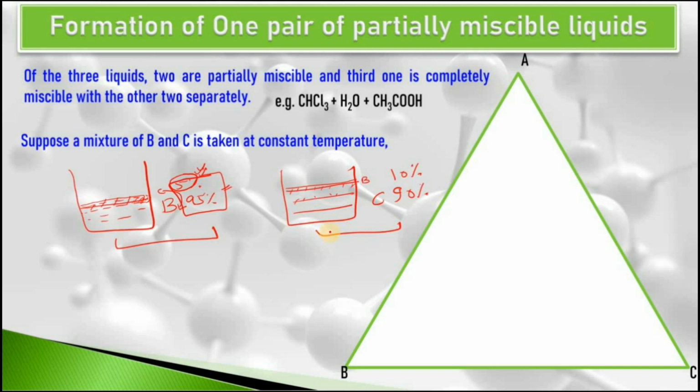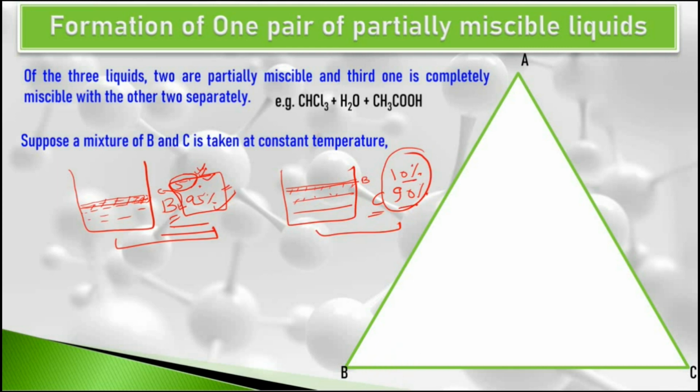Conjugate solution means B and C are partially miscible liquids. But when one is taken in a very small amount and the other in a large quantity, the smaller one gets dissolved completely in the larger one. So there may be formation of two conjugate solutions of B and C at two different compositions. For example, in the case of a large quantity of B, it is 5% of C and 95% of B, whereas if we take a large quantity of C, the conjugate solution is 10% of B and 90% of C.